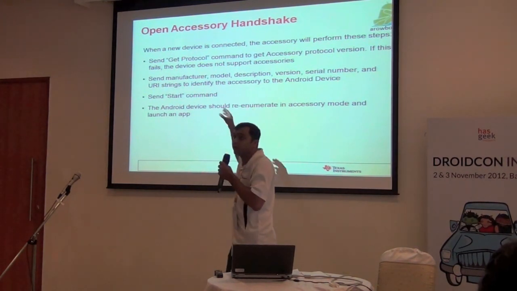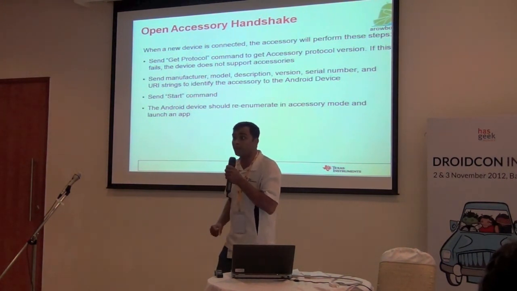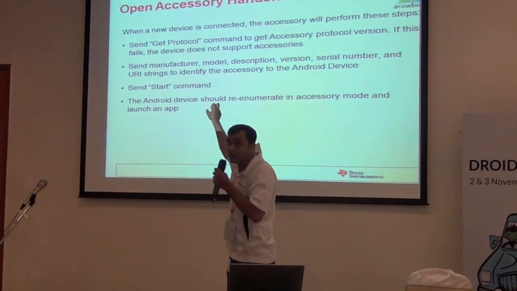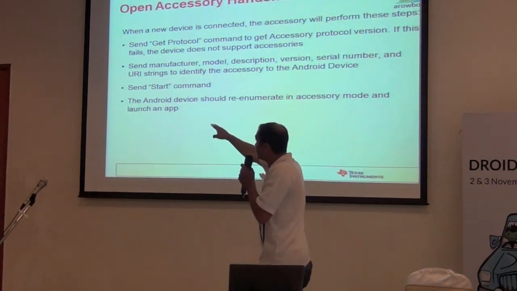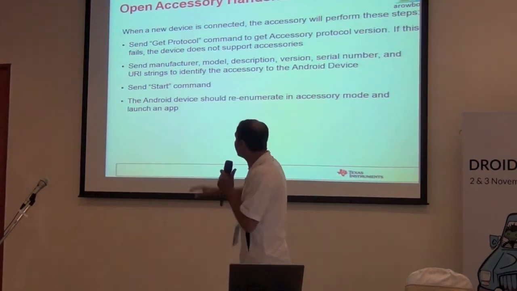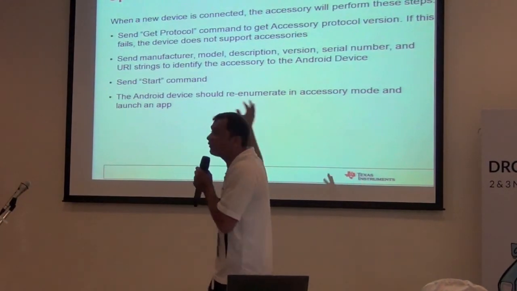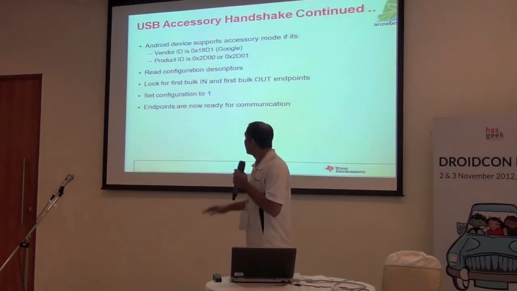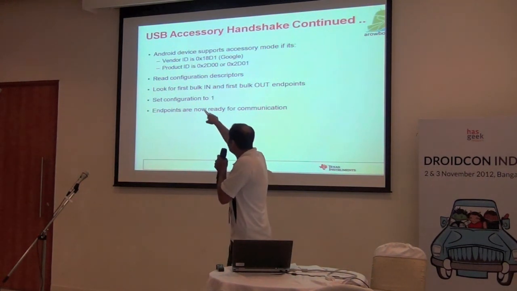Using this information, the phone will know from where to download the application using the URI string. And using the manufacturer, model, description combination, it will launch an app for your particular accessory. After that, the accessory will issue a start command to start the phone in accessory mode. Once this is done, your Android phone will re-enumerate itself in accessory mode and launch an app.